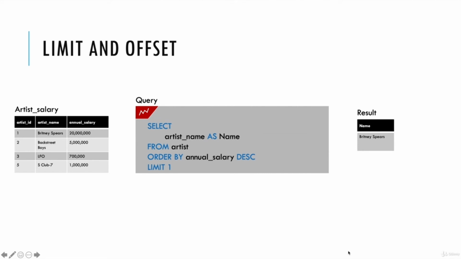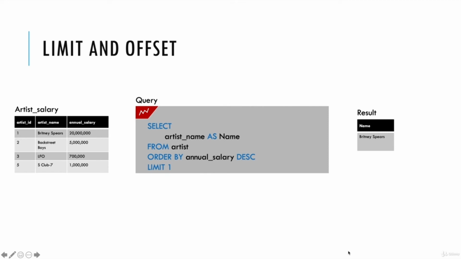So let's talk about limits and offsets. We already talked about ordering, and you can use a limit without an order. Typically it wouldn't make sense, but let's say you have a query and you only want a specific portion of the results. So oftentimes this is a good way to get the top or the bottom result on a specific column.